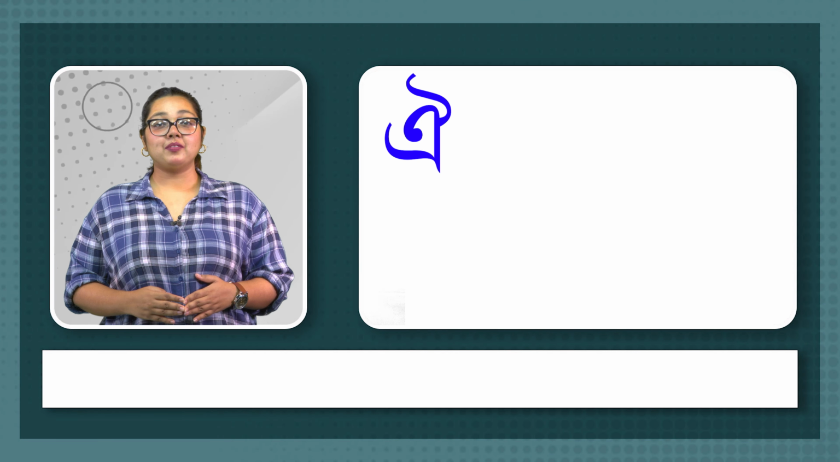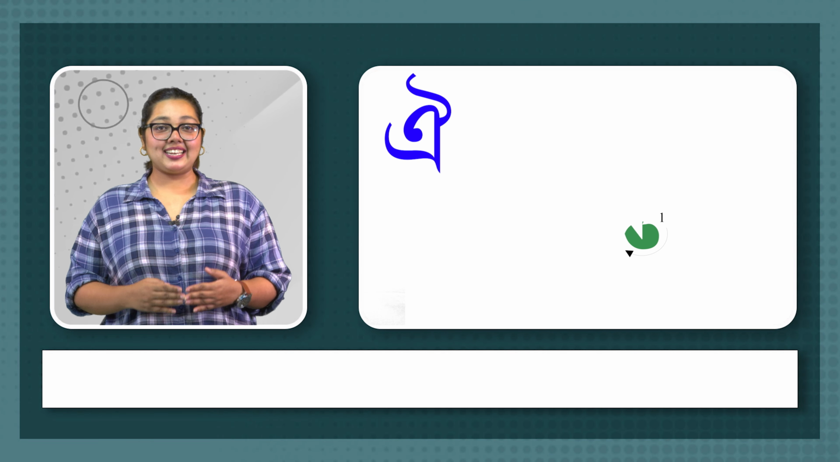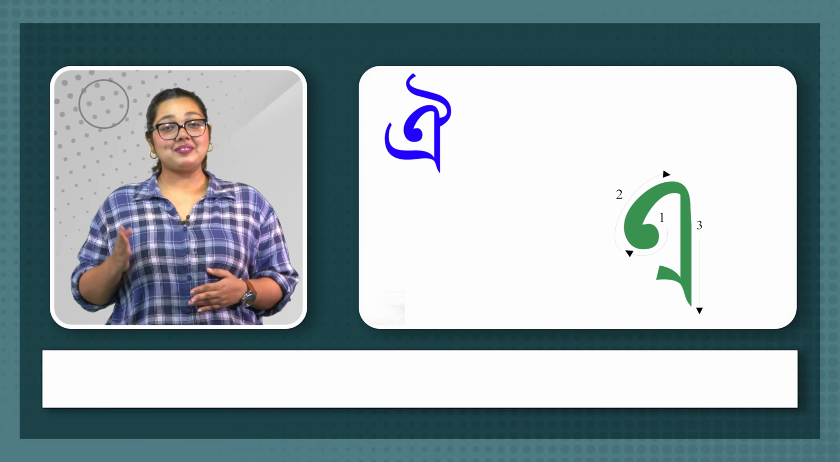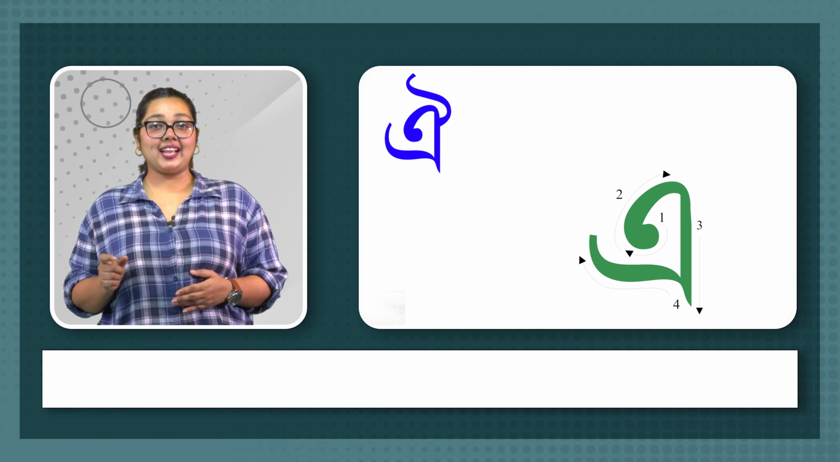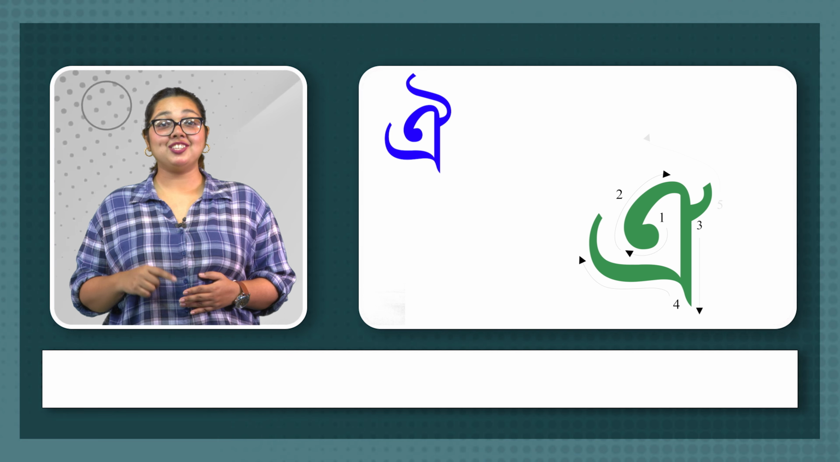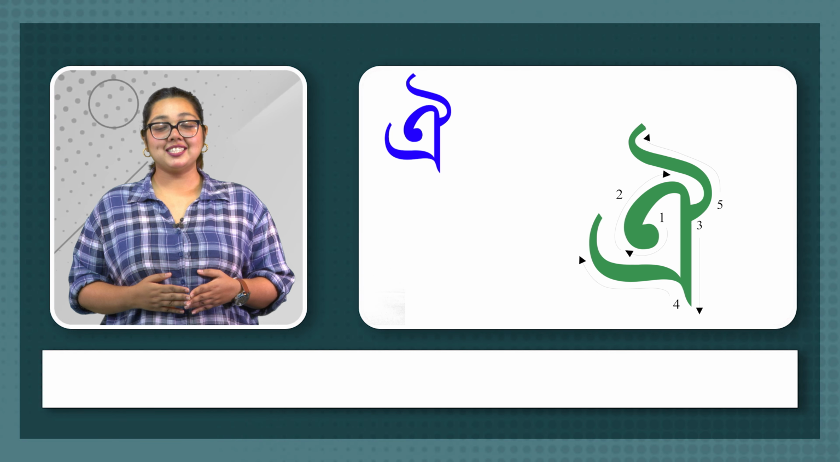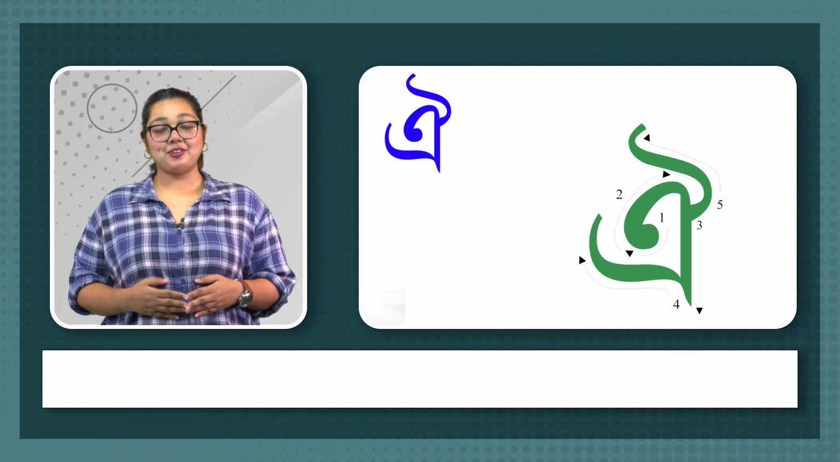Let's try to write Oi. First, we will start exactly like A, as we have instructed earlier. Then, we have to add another wave-like structure from here like this. Now, you have successfully written the Bengali letter Oi.